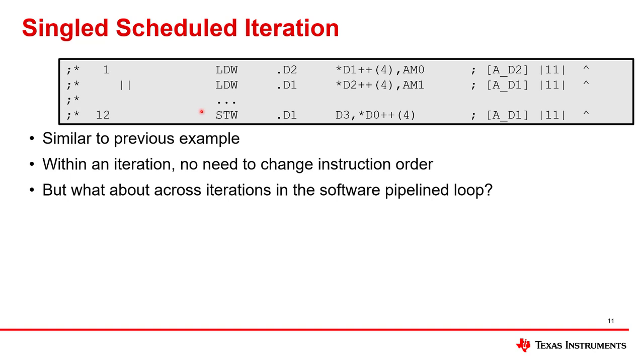So in this example, these lines are copied from the single scheduled iteration we were just looking at, but I omitted the ones that aren't relevant to the discussion at hand. Okay, but I want you to notice how there's a load and a store, similar to the simpler example we were just looking at. Now within one iteration, there's no need to change the instruction order. You don't need to be worried about that. But what about this situation across iterations in the software pipeline loop? What am I talking about? Well, let's take a look at that.